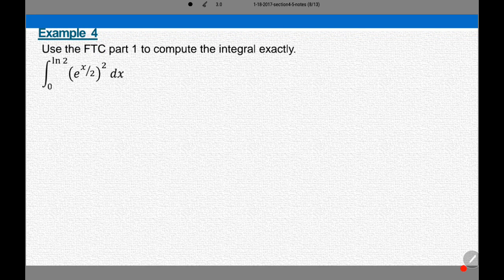And again, as we're looking at these right now, anything that you can do to make it simpler, simplify it down some. So in this case, I got e to the x over 2, and that whole thing is squared. So I can actually change that into just e to the x. So now I'm going from 0 to the natural log of 2. Wrote the wrong thing down up there.